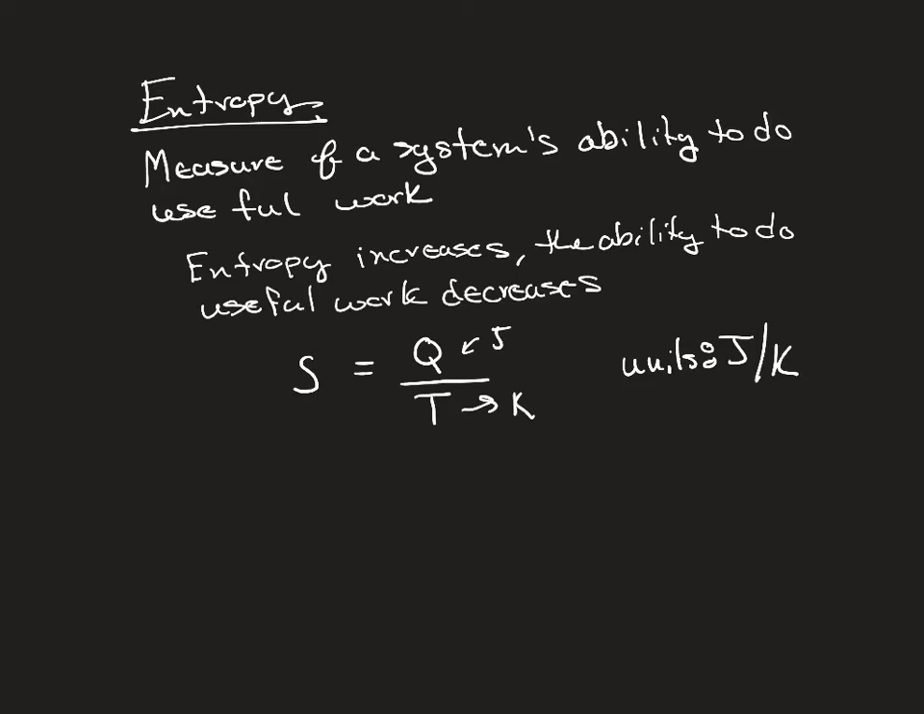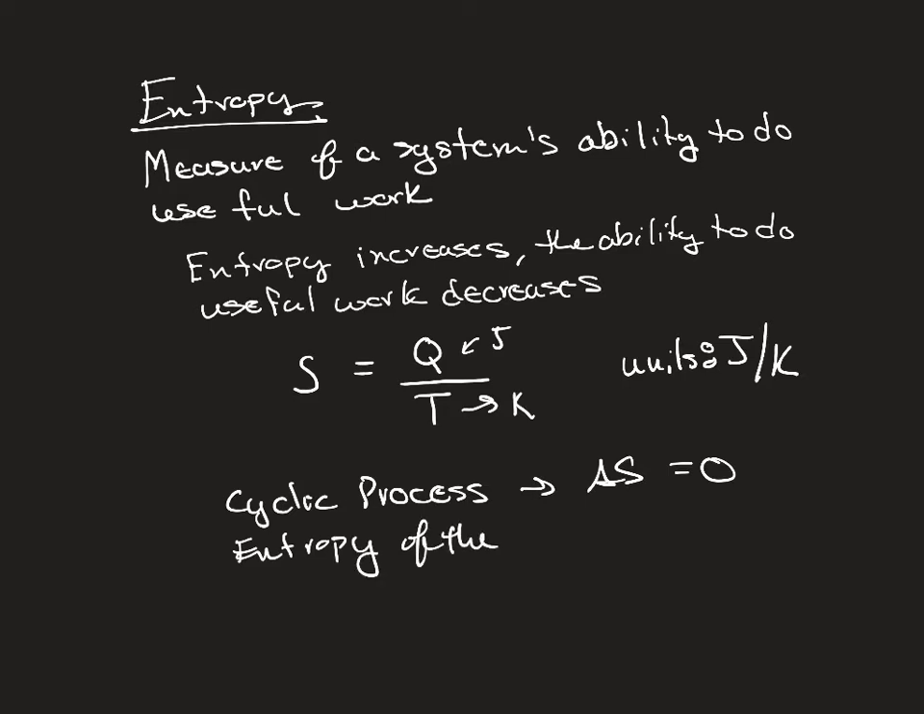Now there are two conditions we have to meet with entropy. When we have a cyclic process, the change in entropy must be 0. So you must return to the same amount of entropy that you started with. However, entropy of the universe must always increase.